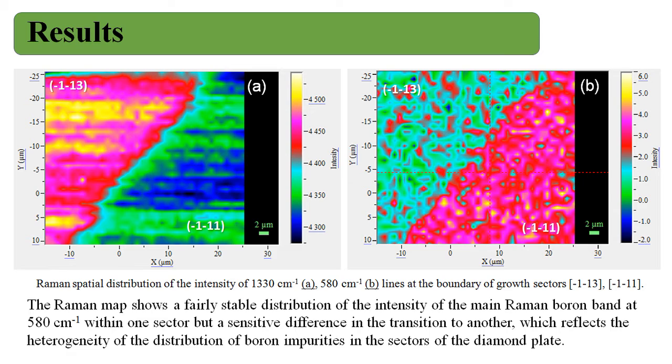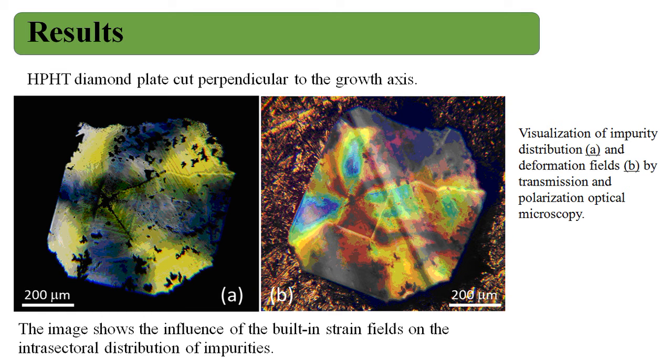The Raman map shows a fairly stable distribution of the intensity of the main Raman boron band at 580 inverse centimeters within one sector, but a sensitive difference in the transition to another, which reflects the heterogeneity of the distribution of boron impurities in the sectors of the diamond plate. The image shows the influence of the built-in strain fields on the intrasectoral distribution of impurities.